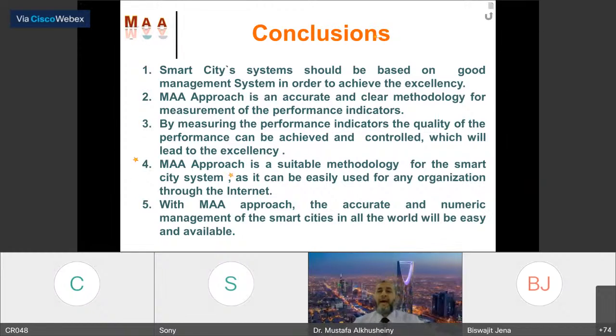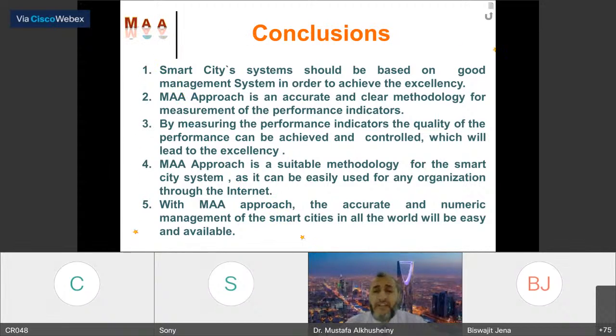As a result, smart city systems should be based on a good management system in order to achieve excellence. If we have very high technology but no good management system, we cannot achieve our goals. So good management is one of the main parameters in order to achieve our strategic goals.